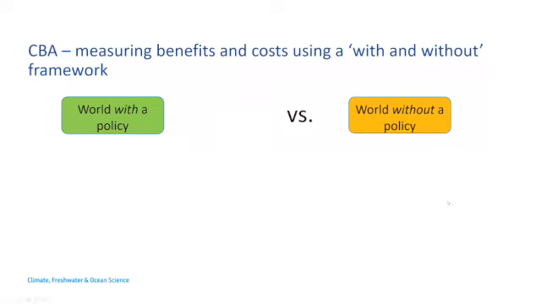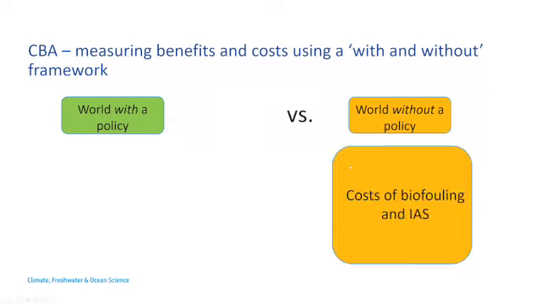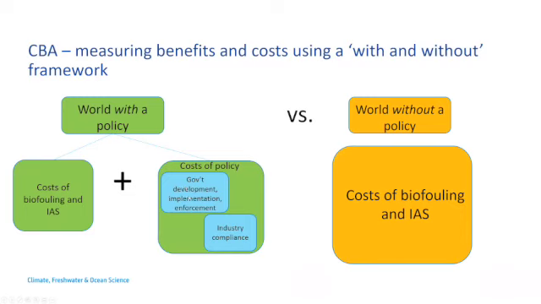Now, without a biofouling strategy or policy, you have ongoing costs over time, possibly escalating, of biofouling and invasive aquatic species. And what we would anticipate is that a successful biofouling strategy would have lower costs. But you have to develop the policy and execute it and enforce it. Industry has to comply, so there are costs in there as well. And ultimately, what we're looking to prove is that your biofouling policy is going to actually be less costly than continuing into the future without one.